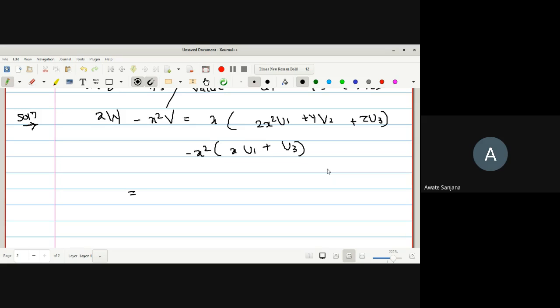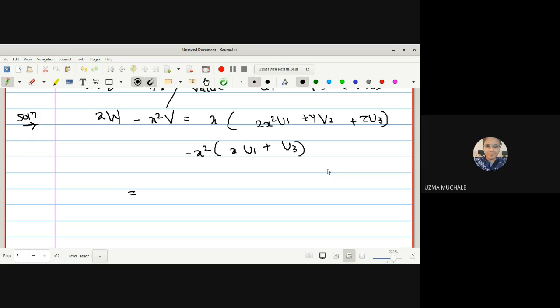Coefficient of u3. Okay. Just check it. Coefficient of u1 is x square. Sorry, coefficient of u1 is x cube. Coefficient of u2 is xy. Coefficient of u3 is xz minus x square. Yes, ma'am. Everyone got the same answer? Okay. What is the next question now?